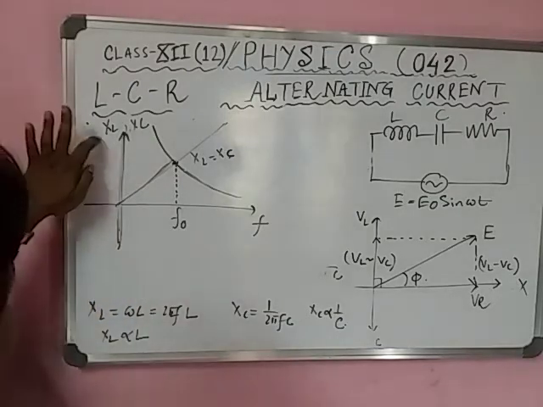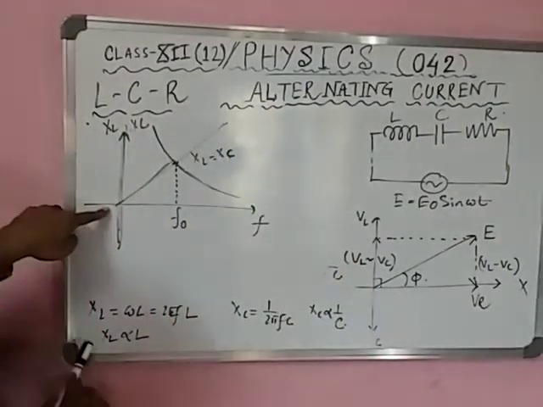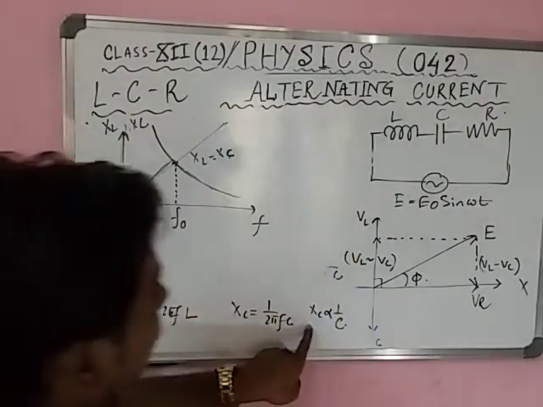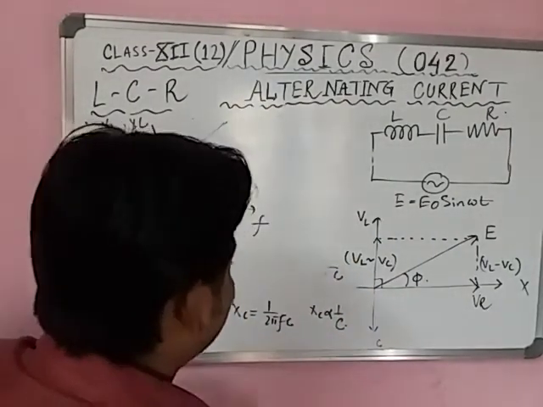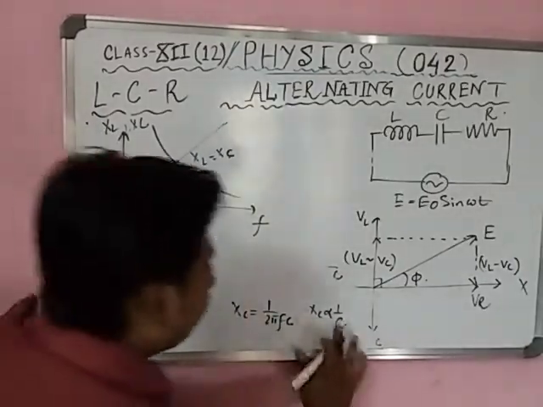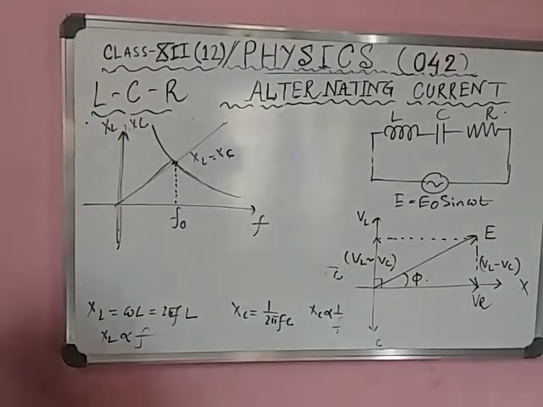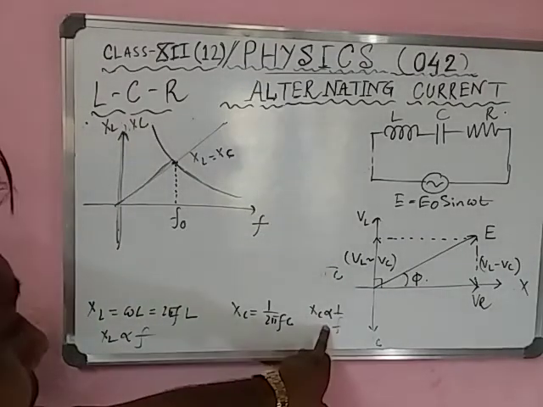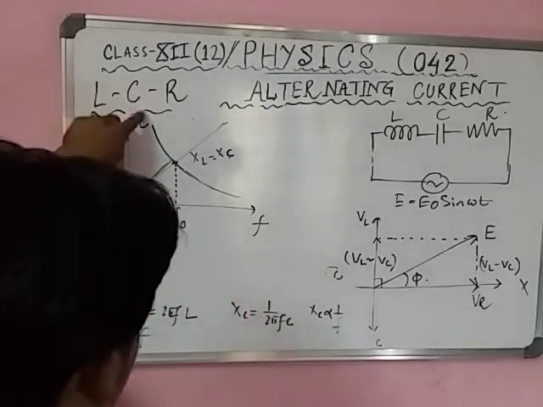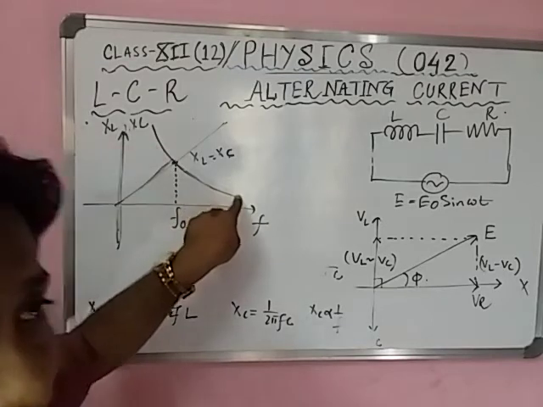Students, if we draw XL versus frequency, it will be a straight line because XL is proportional to frequency. XC is inversely proportional to frequency. If I draw XC versus 1 by f, then it is a rectangular hyperbola. For the capacitor, it will be a rectangular hyperbola.